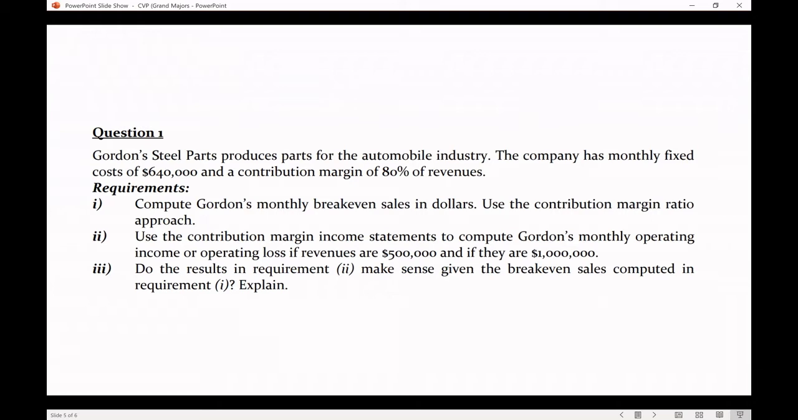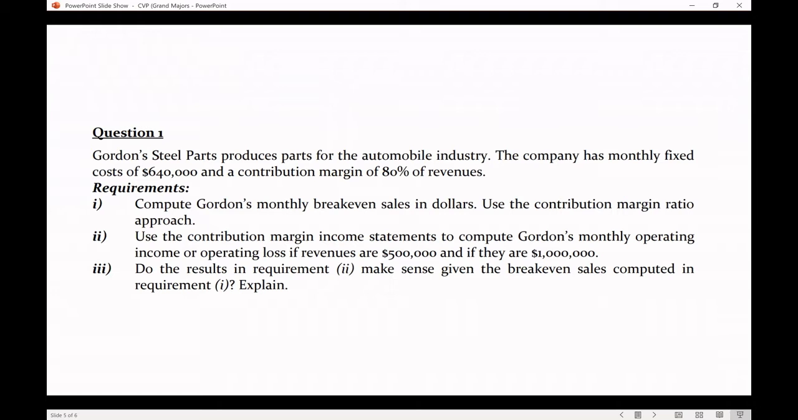You might ask, this is a little bit of information for 3 requirements, but let's just look at them. The first requirement: compute Gordon's monthly break-even sales in dollars. And they're telling you to use the contribution margin ratio approach. We would have done contribution margin in our last video, so this should come a little bit easier. If you haven't checked it out, please do so.